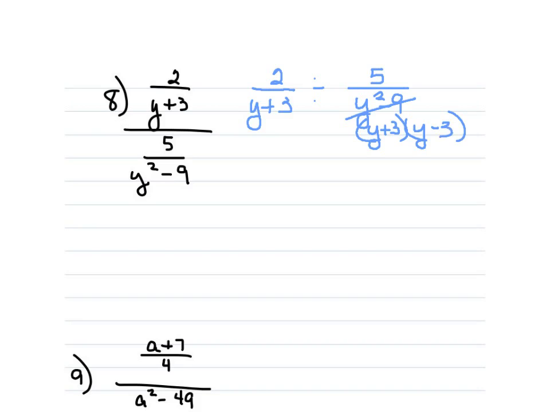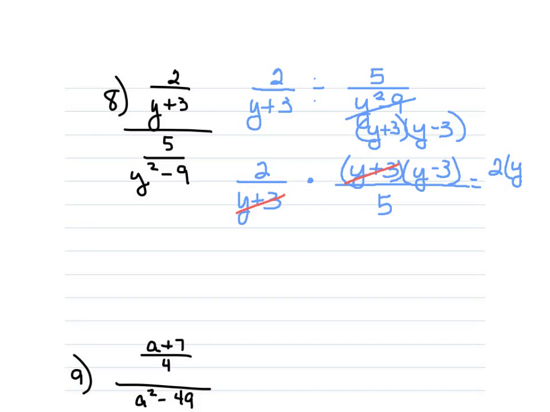Okay, now let's write the division problem as multiplication. 2 over y plus 3 times y plus 3 times y minus 3 over 5. And then, of course, I can cross cancel y plus 3 and y plus 3. And so when I multiply, here I have 2 times y minus 3 over 5. And that would be my solution.